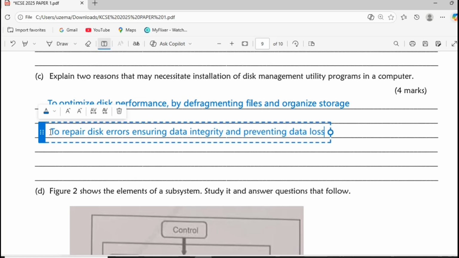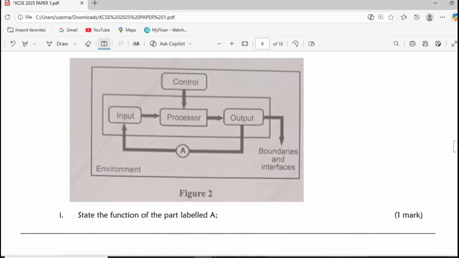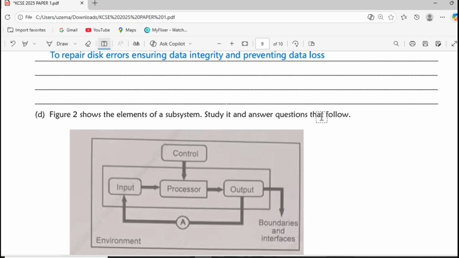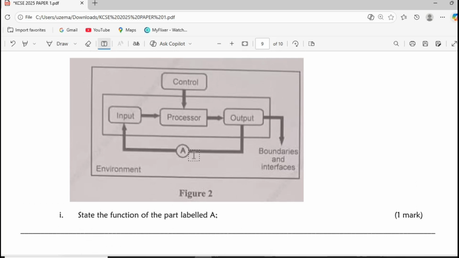And how can you do this? If you want to increase performance of a disk, you do it by defragmenting. When you're defragmenting, you're consolidating. And 2, you can also do what we call disk checking. We want to check for errors on a disk.